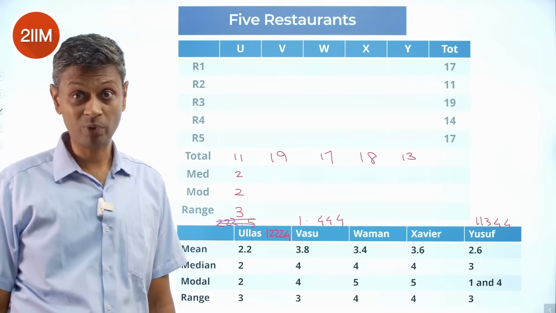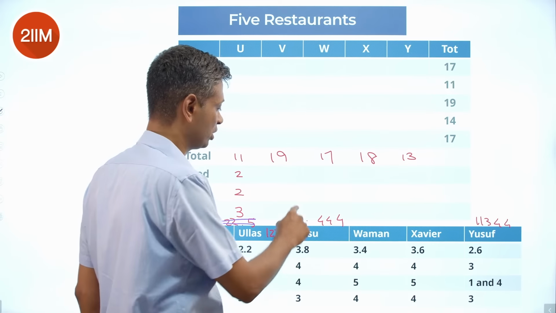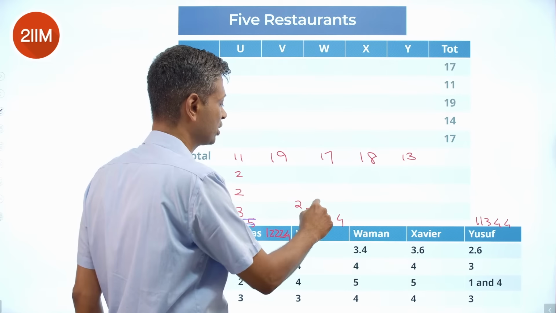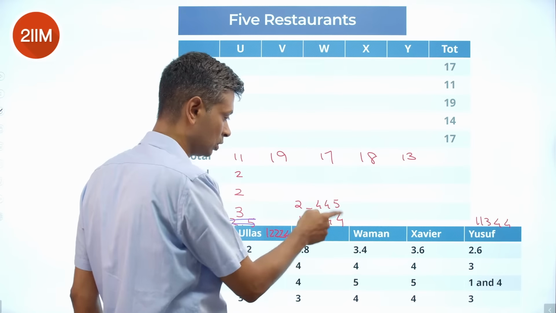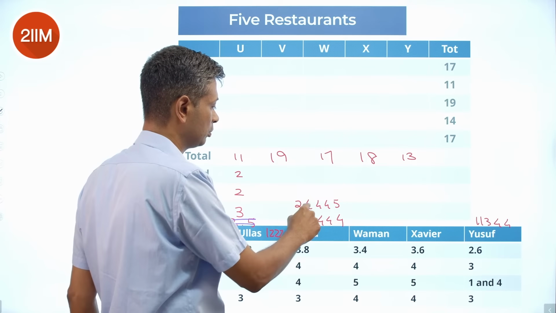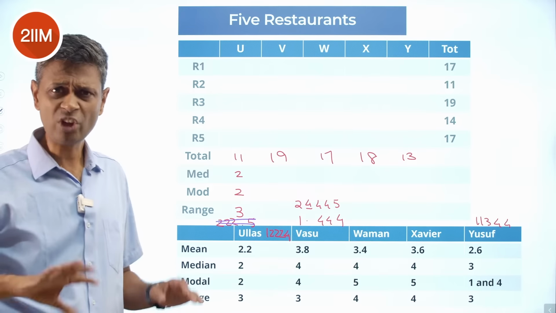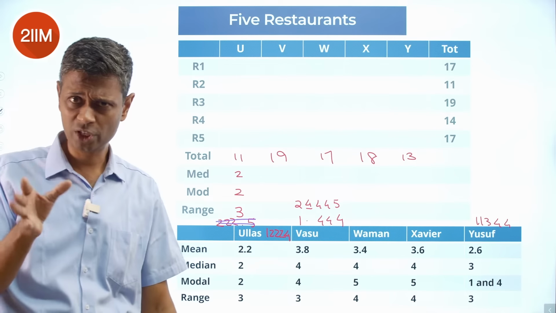That's not possible. I cannot have 1, 6, 4, 4, 4. So this should be 5. So the range is 2. So the numbers are 2, dash, 4, 4, 5. 2 plus 4, 6 plus 4, 10 plus 5, 15. 19. 2, triple 4, 5 is what Basu has got, in some order. I don't know how.